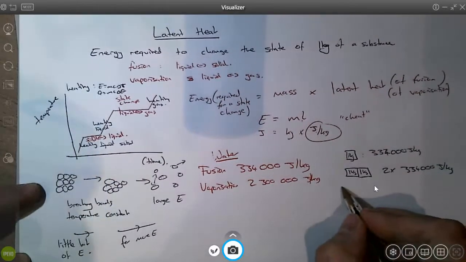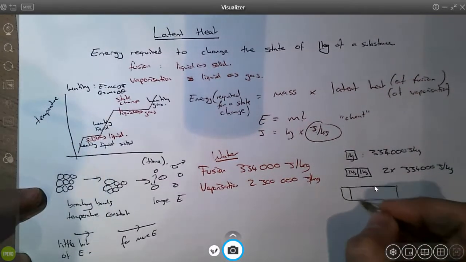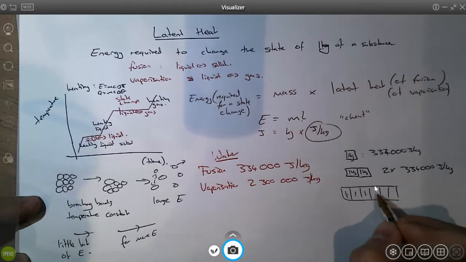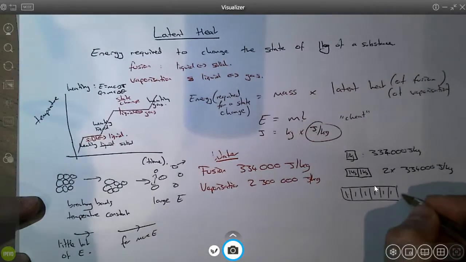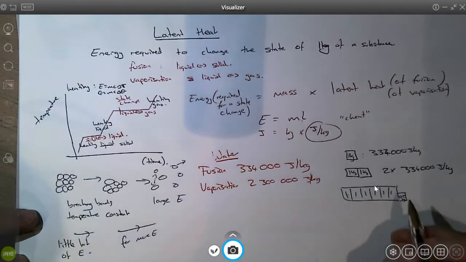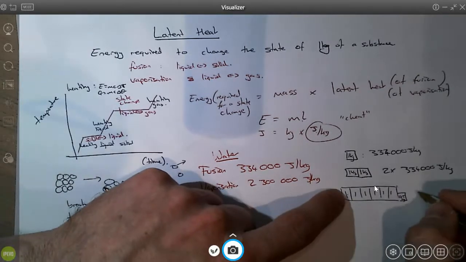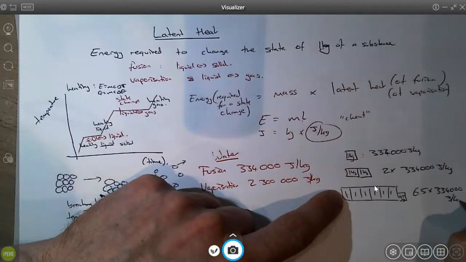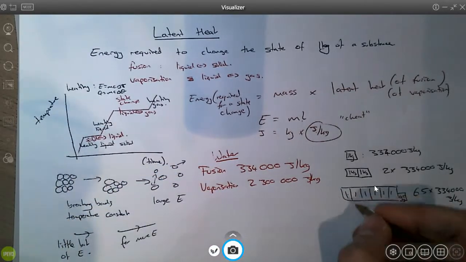Okay, and then you can probably see where I'm going here. We can scale this up. So let's go for 1, 2, 3, 4, 5, 6 kilograms. Let's go for 6.5 kilograms. Okay, so now by this approach of scaling up, we can do 6.5 times the latent heat to work out the energy required to change 6.5 kilograms.